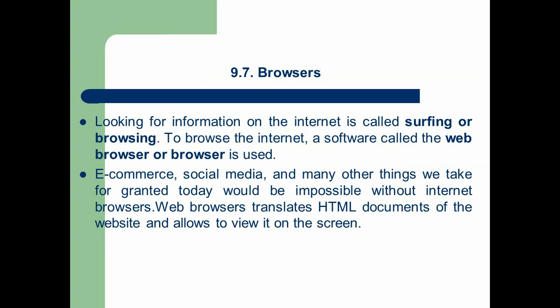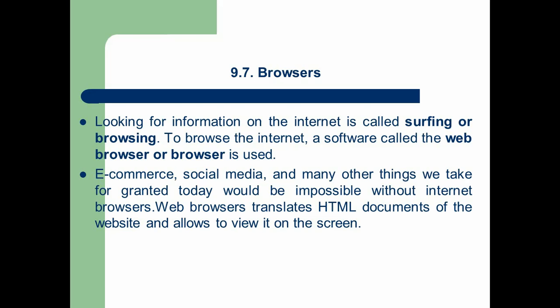What is a browser? Looking for information on the internet is called surfing or browsing. To do this, we need a special software. Through this only we can do the surfing or browsing work. That software is called a browser. E-commerce, social media, and many other things we take for granted today would be impossible without internet browsers. Web browsers translate the HTML content or document of the website and allow us to view it on the screen. So the main function of the browser is to convert or translate the HTML documents in a user understandable way.